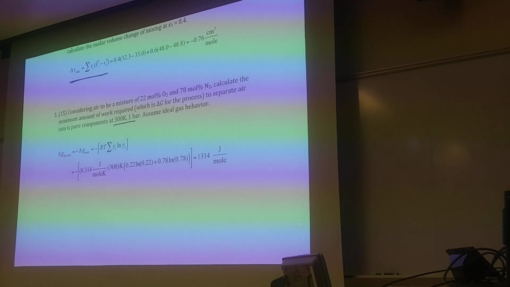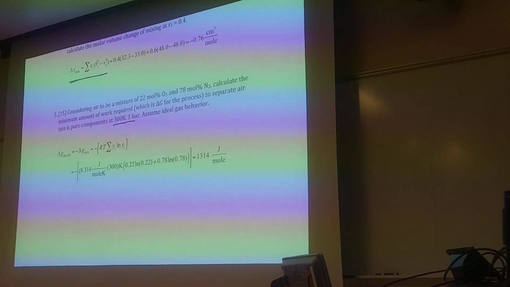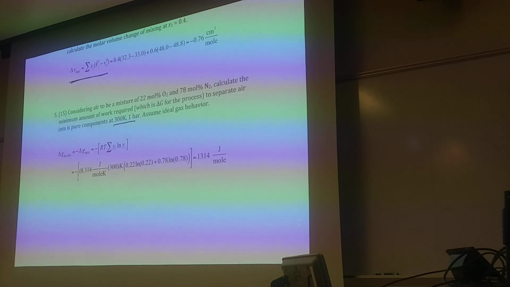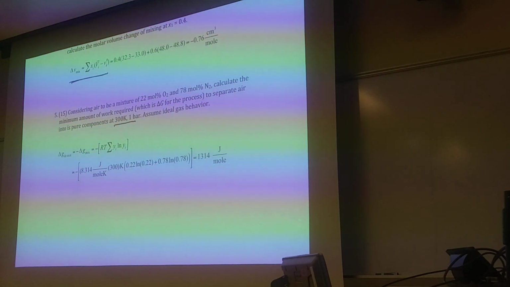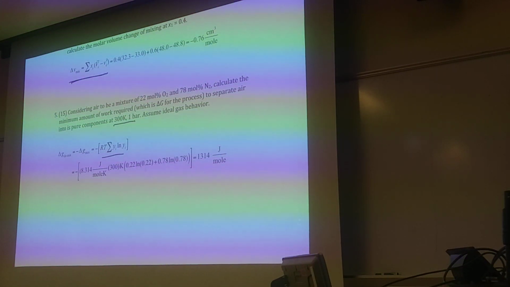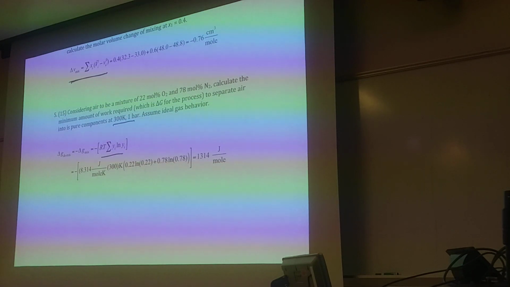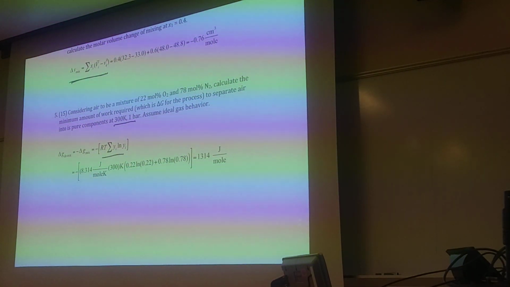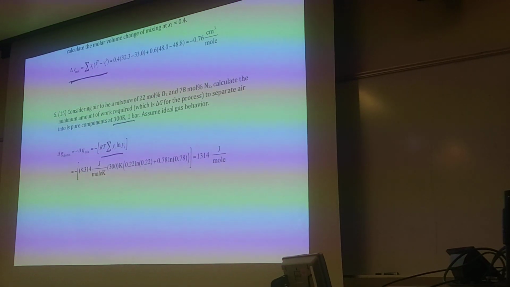Well, the molar Gibbs free energy change for demixing would be just minus that for mixing, and the expression for the molar Gibbs free energy of mixing is given here. So it's a matter of plugging in the numbers, and we end up with 1314 joules per mole. We know it has to be positive because you're going to have to do work in order to get these components separated.